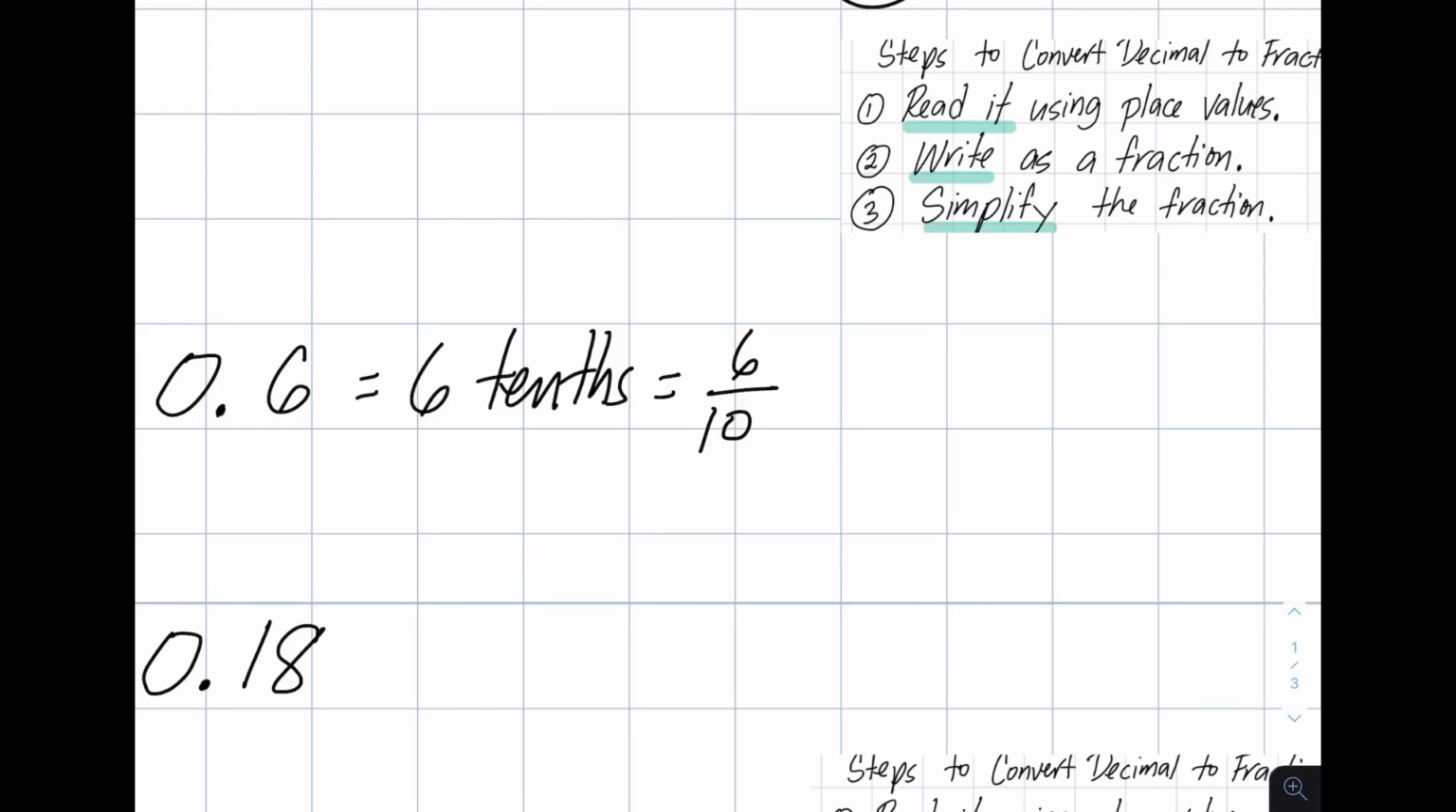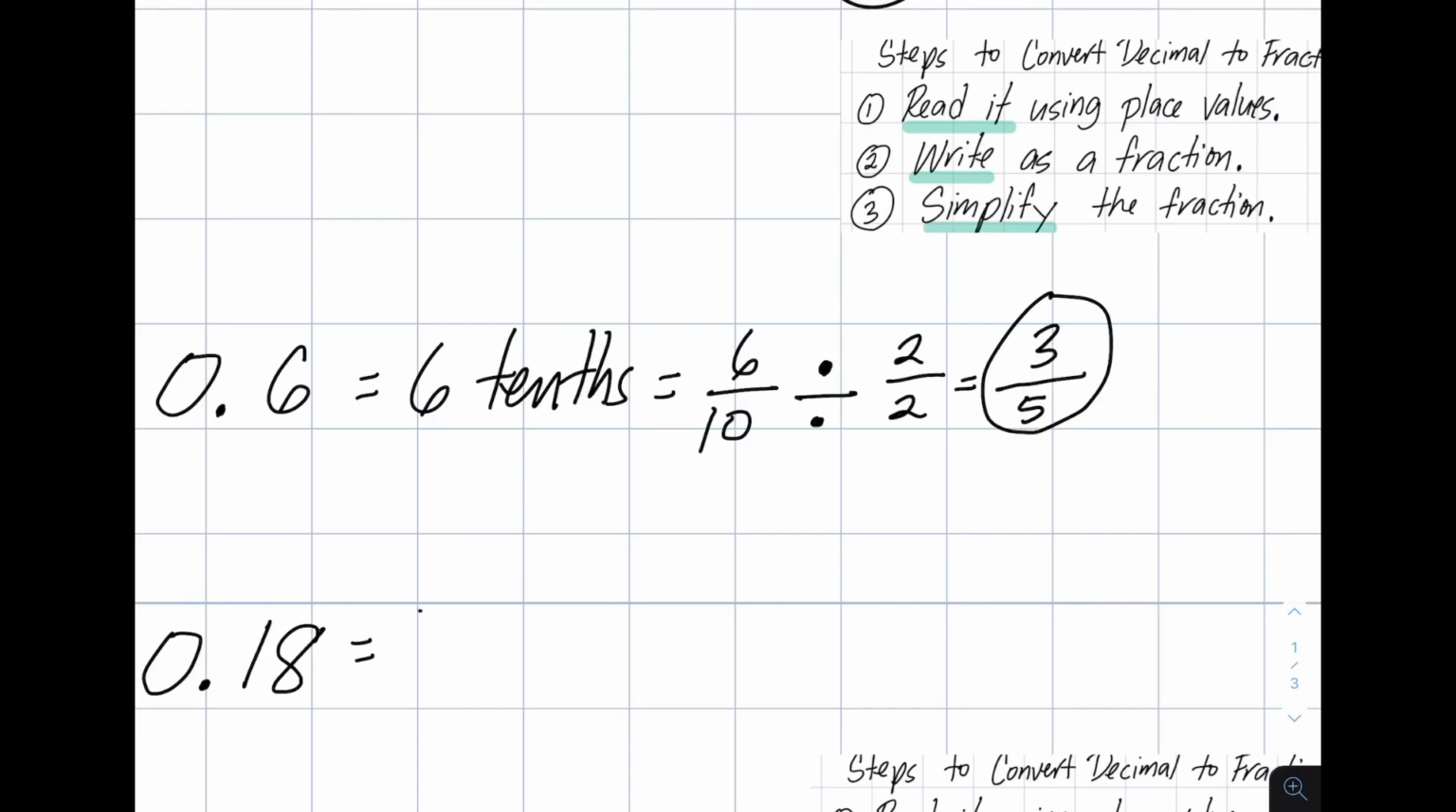Now, time to simplify it. 6 and 10 are both even numbers. If they're both even, you could easily divide it by 2 because they're even numbers. Simplify. 6 divided by 2 is 3, and 10 divided by 2 is 5. That is your simplest form. Decimal to fraction. Move on to the next one.